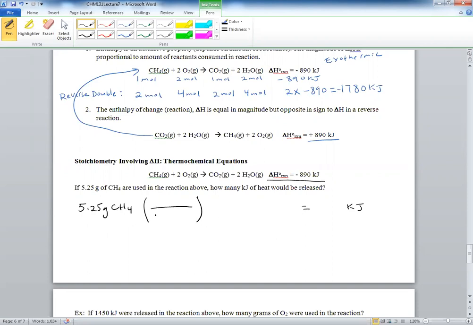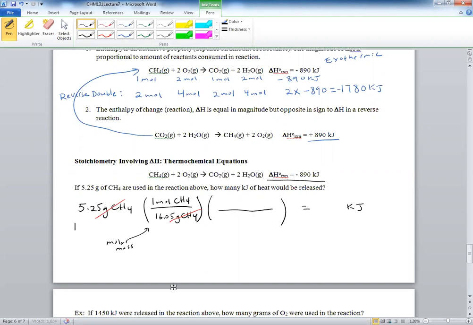So in this case, that would be 16.05 grams of CH4, which is 1 mole of CH4. So where did this come from? This is the molar mass from the periodic table. Now notice that the unit cancels out, but then how do we get to the next step?